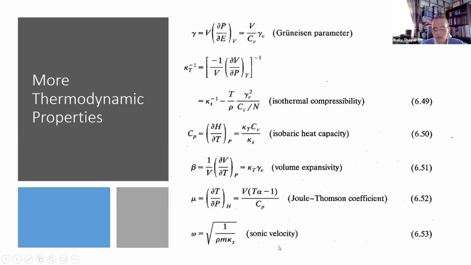Sonic velocity has to do with the traversal of sound waves in various media. We've seen this one. This is a slightly different version of the compressibility. This is the isothermal variety. We also have the isobaric heat capacity, which is another variant on the heat capacity. So we do have a number of thermodynamic processes. And again, the point is to be able to connect these with observables that we're interested in studying.